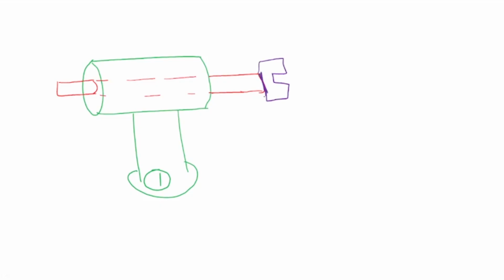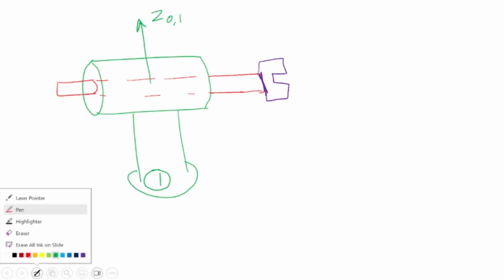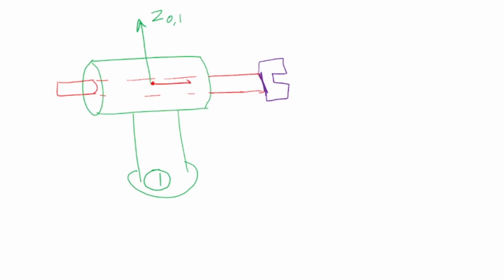That's my link 3. Now the green axis, which is marked here on link 1, is Z0, Z1. It is fixed on the green link. The red link is the second axis. This is my Z2. Now the Z2 axis is fixed on the red color link, which is link 2.